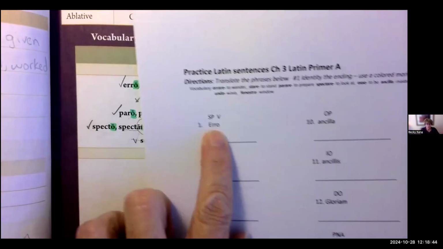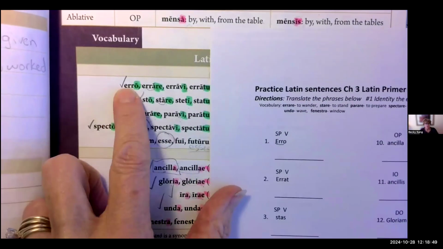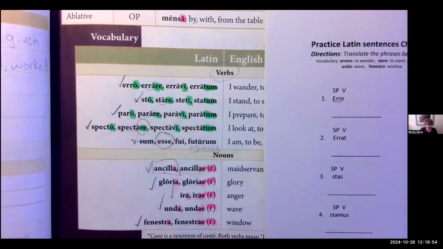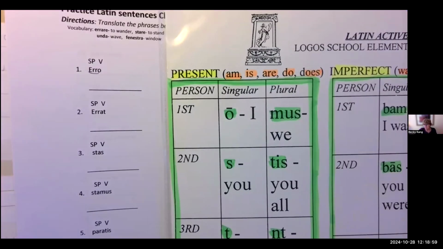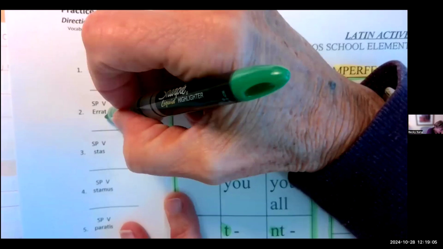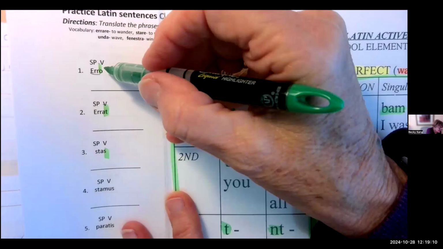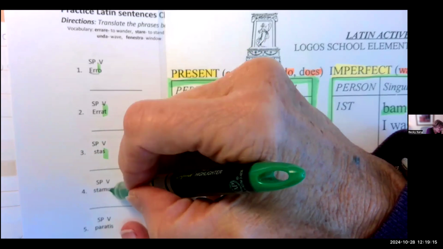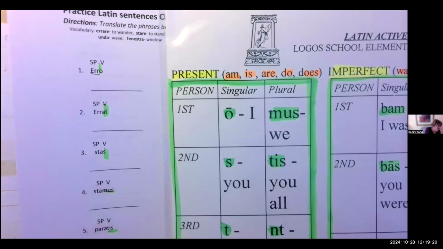Ero, as you can see, the root E-R-R-O comes from this verb, and it means wander. But what I want you to notice are four things, okay? As always, I taught you this, that Latin is all about stems and endings. So I want those endings to pop out at you. The first ending is O, the second ending is T, the third is S, the fourth is mus, the fifth is tis, the sixth is nt.